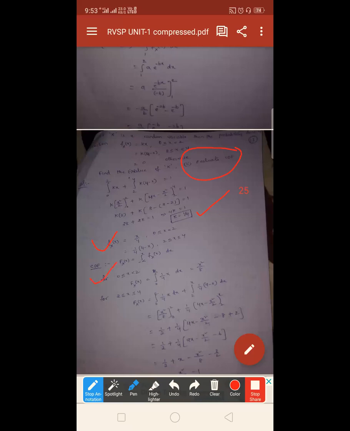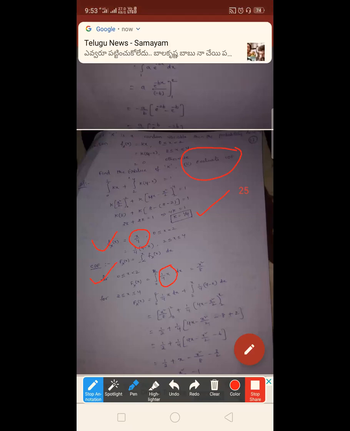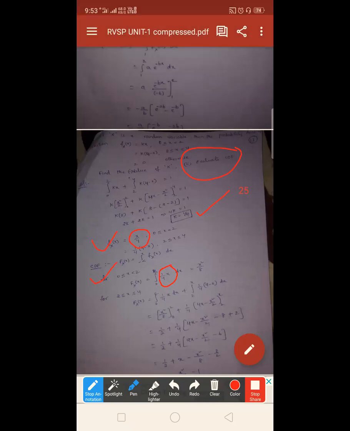For the first range, we have to solve the cumulative distribution function, capital Fx of x, equal to the integral of the probability density function small fx of x dx. What is the value of small fx of x for the first range? x by 4. So here you have to write x by 4. What are the limits of integration? From the given data, you have to write 0 to 2.